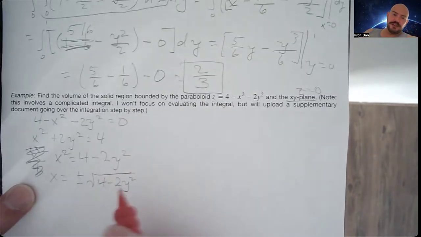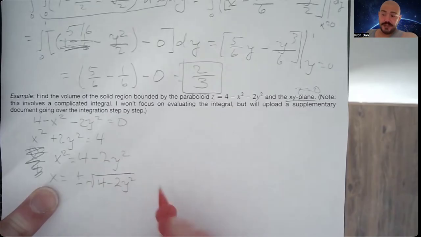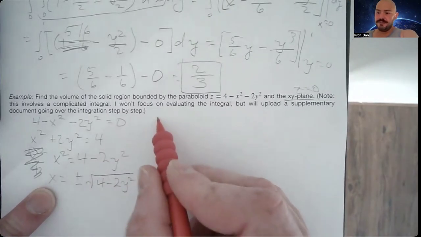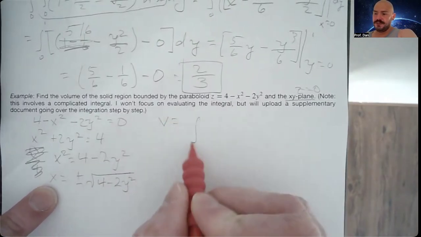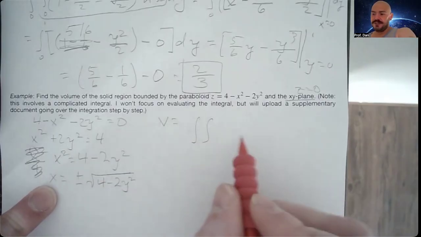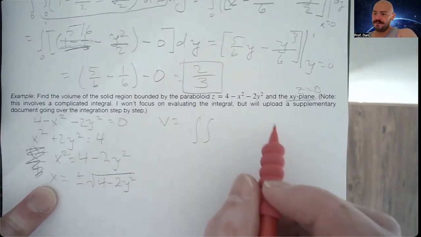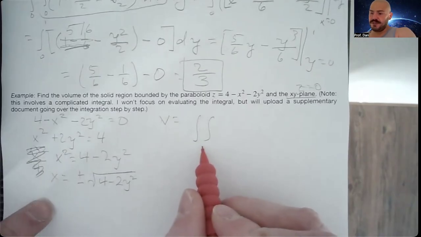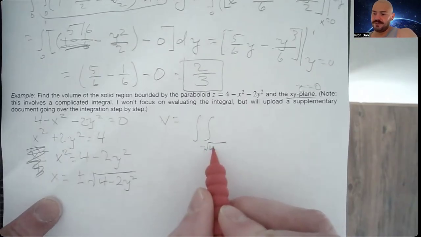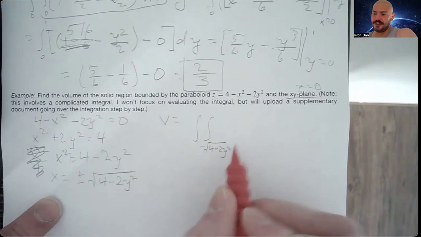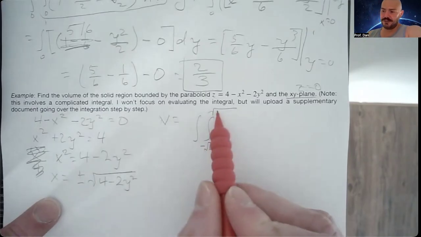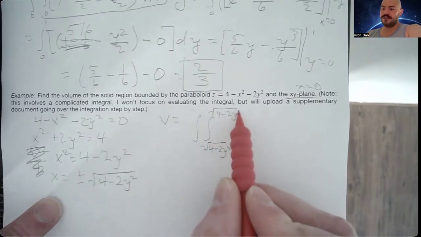So now that I know my x in terms of y, I know that when I go to set up my volume, my inside integral is going to be a dx, and my bounds are going to be from negative square root of 4 minus 2y squared to positive square root of 4 minus 2y squared.